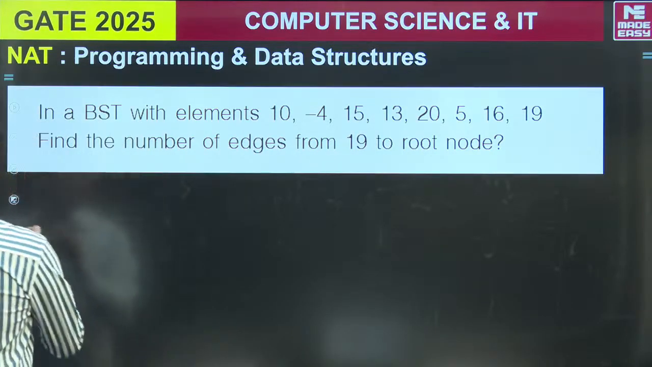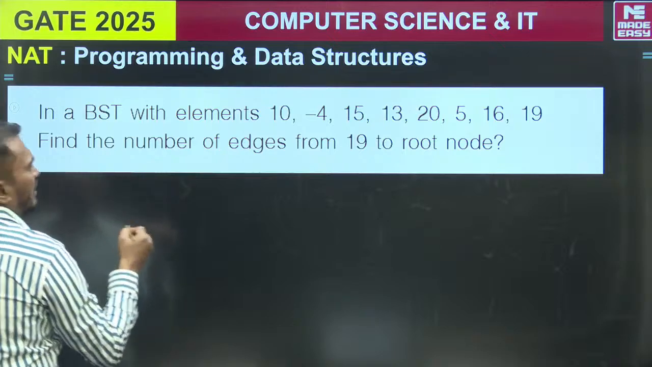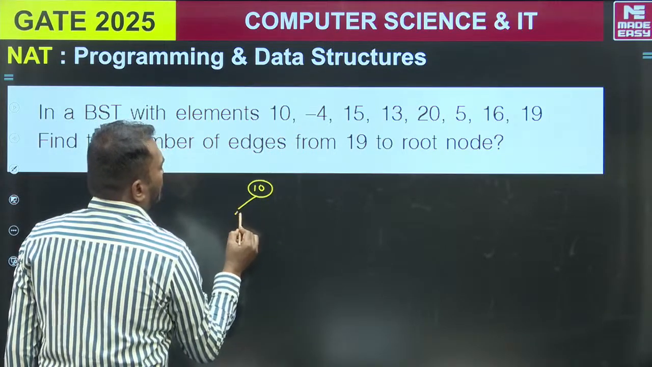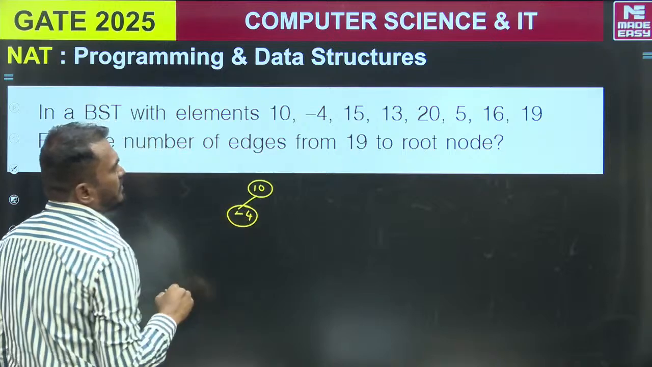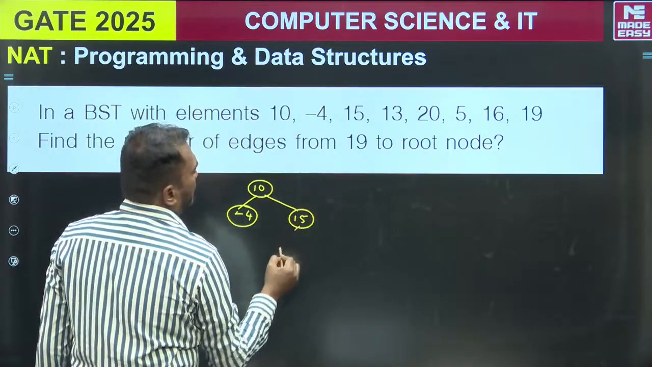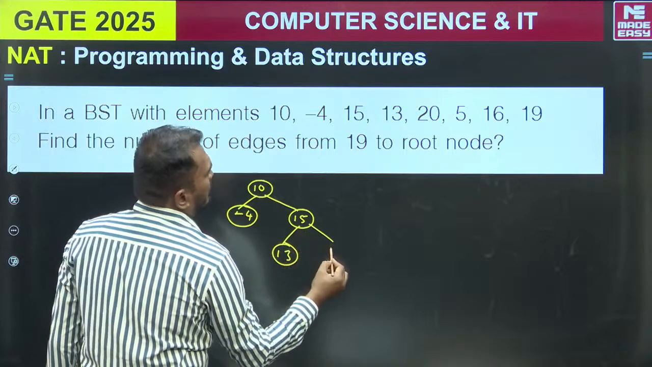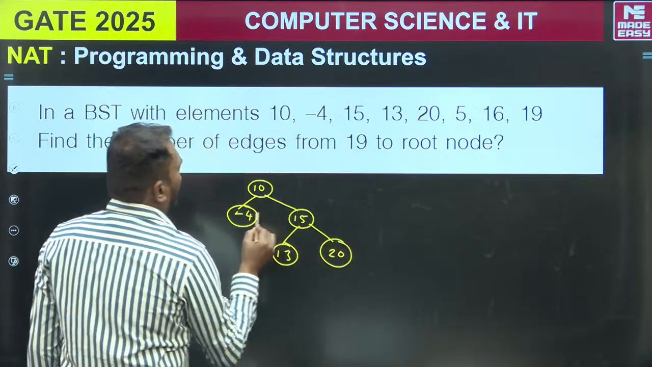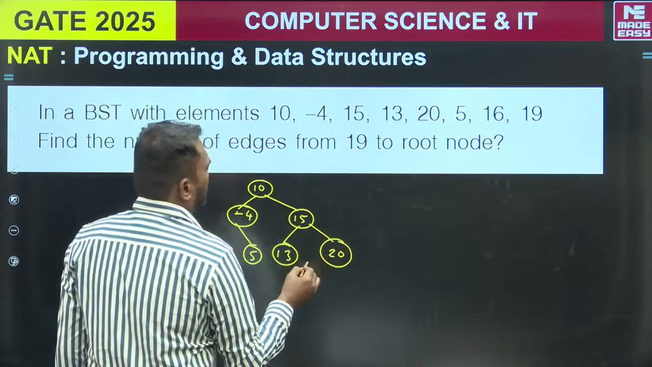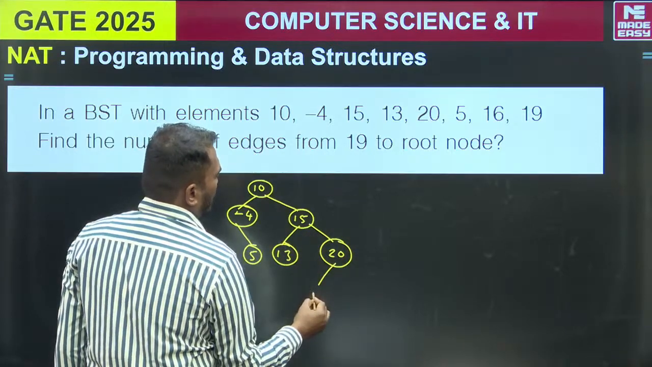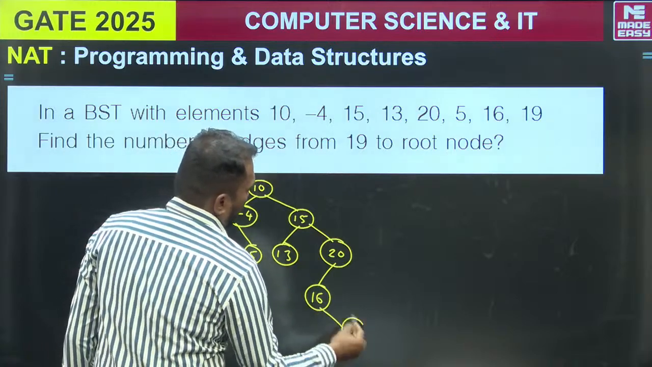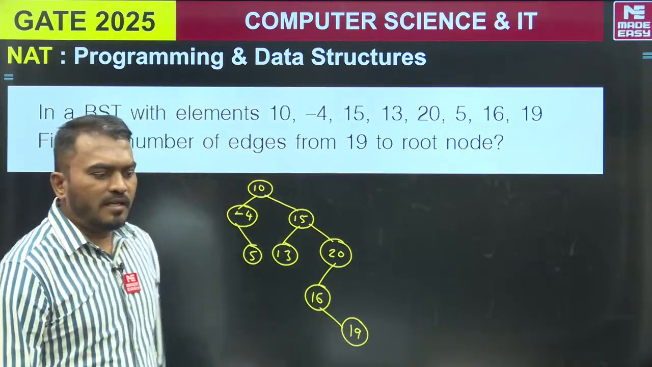So just observe here. Just insert the elements. The first is 10 and minus 4. The smaller element will go towards the left. 15 is larger, so it will go towards the right. And 13 will go this side, and 20 will go this side, and 5 will go this side. And 16, I think it will go this side, and last 19 will go this side. Okay, correct. So I think the data is correct.